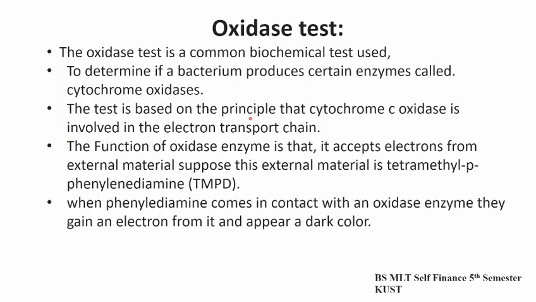The next one is the oxidase test. The oxidase test is a common biochemical test to determine if a bacterium produces the enzyme called cytochrome oxidase. The test is based on the principle that cytochrome C oxidase is involved in the electron transport chain. The function of the oxidase enzyme is that it accepts electrons from external material. Suppose this external material is tetramethyl-p-phenylenediamine, TMPD. When it comes in contact with the oxidase enzyme, it gives up an electron to it and appears a dark color, a black color.